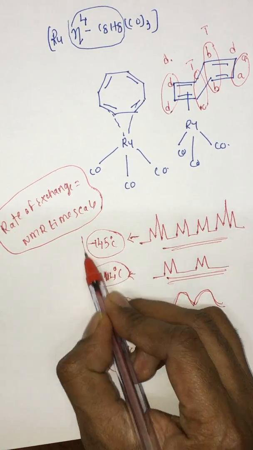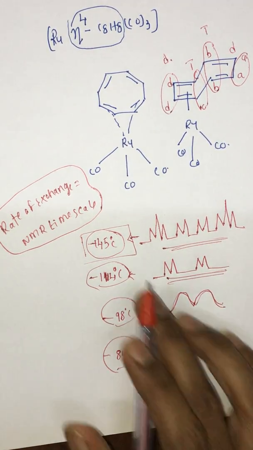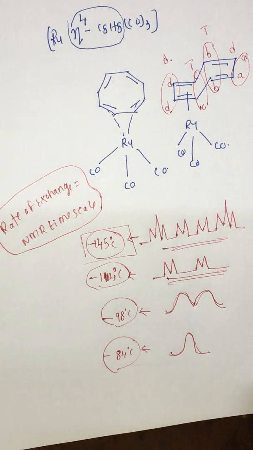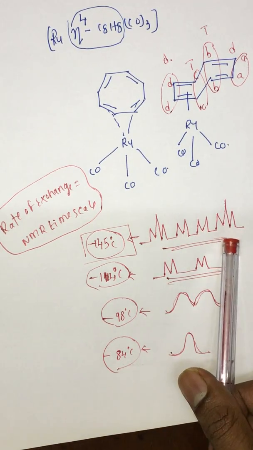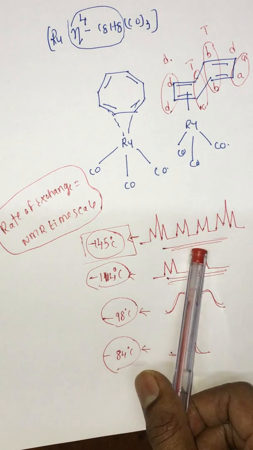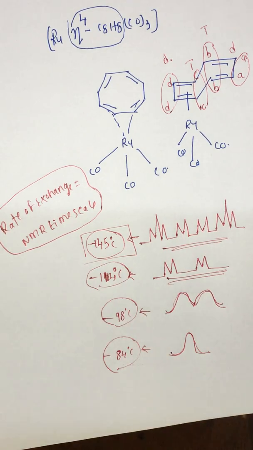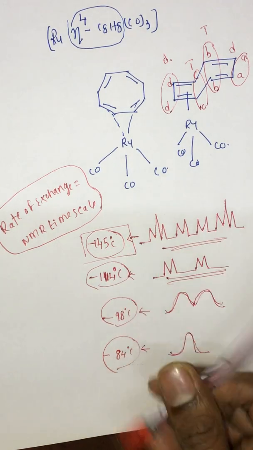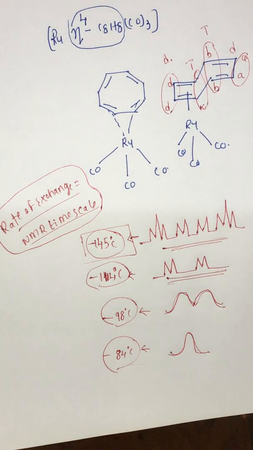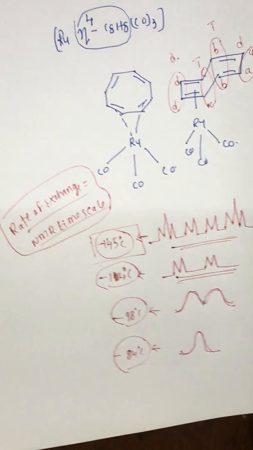At minus 145 degrees centigrade, it is very easy to predict the NMR spectrum. Here we got 2 triplets and 2 doublets. We're supposed to get a spectrum like this only, and we are getting it at minus 145 degrees centigrade. At this temperature, the rate of exchange is equal to the NMR time scale. Like this, we can explain by varying the temperature for this molecule. This question was asked in a previous CSIR exam, I think. And we have another example here.